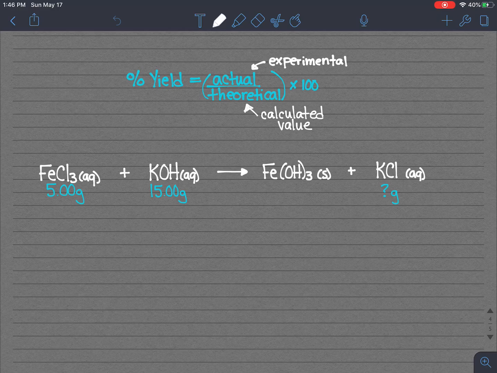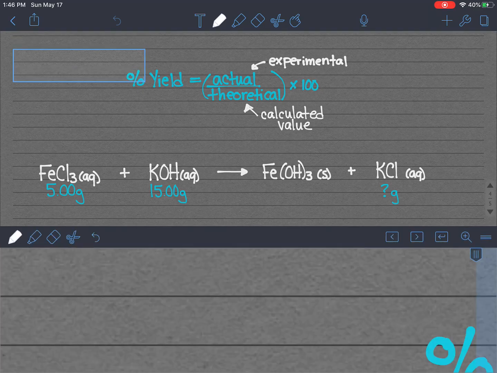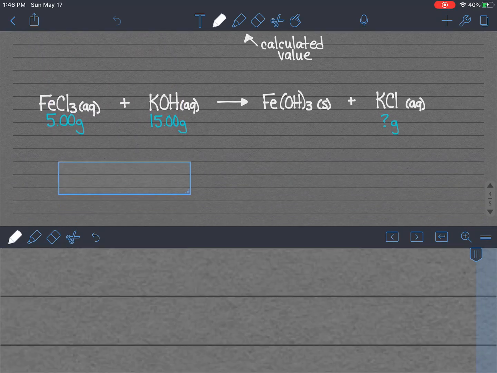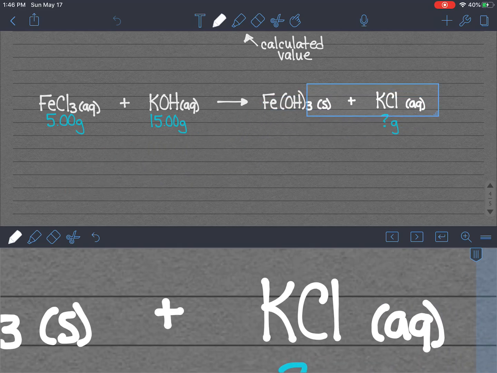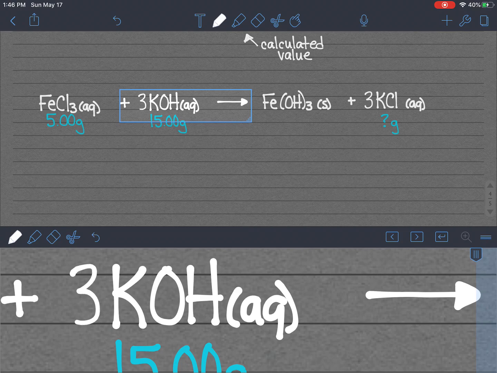All right, so the very first thing we're looking at here is an unbalanced equation. So let's start by balancing that out to begin with. If we look at FeCl3, there should be a 3 in front of the KCl, which means that there should be a 3 in front of KOH, and then our hydroxides are balanced along with our irons.